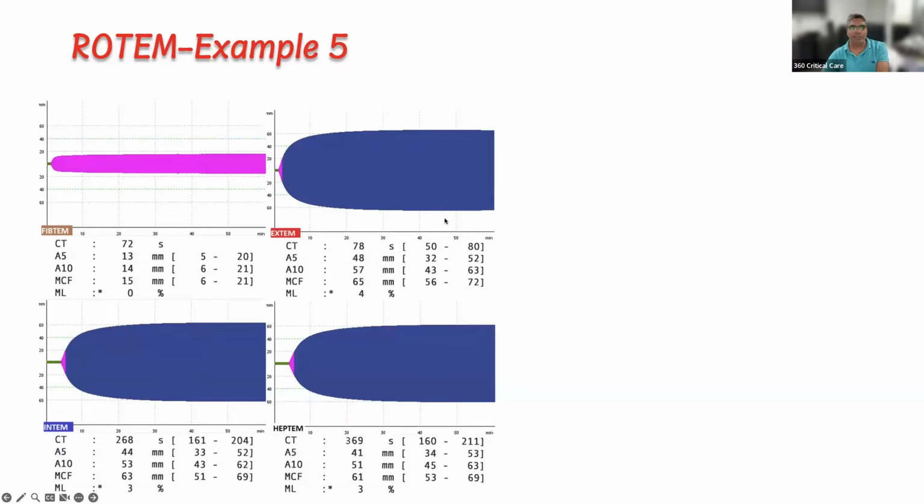What is this? Yes, it's protamine excess. So what will happen? You'll have a prolonged time in INTEM and HepTem. XTEM is normal, so you have given protamine in an excess amount. Protamine in excess amount is an anticoagulant. So in excessive protamine use, you will have INTEM and HepTem prolonged, but normal XTEM.